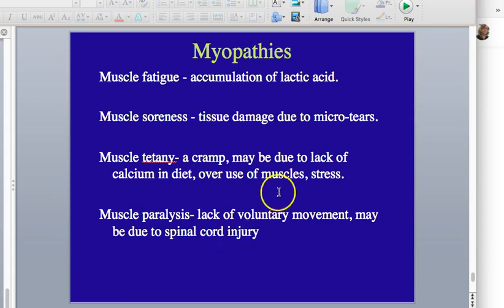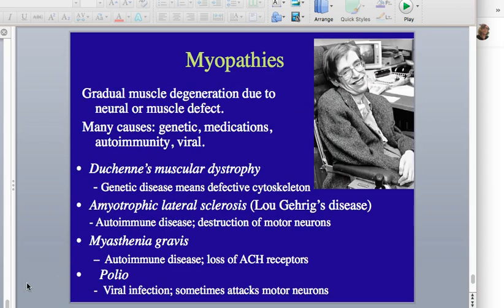Paralysis is where you have a lack of voluntary motion. It could be due to spinal cord injury. A lot of times you see this in car accident victims. They have a spinal cord injury, they can't use their legs, they can't use their arms, etc. Okay. A couple more myopathies.